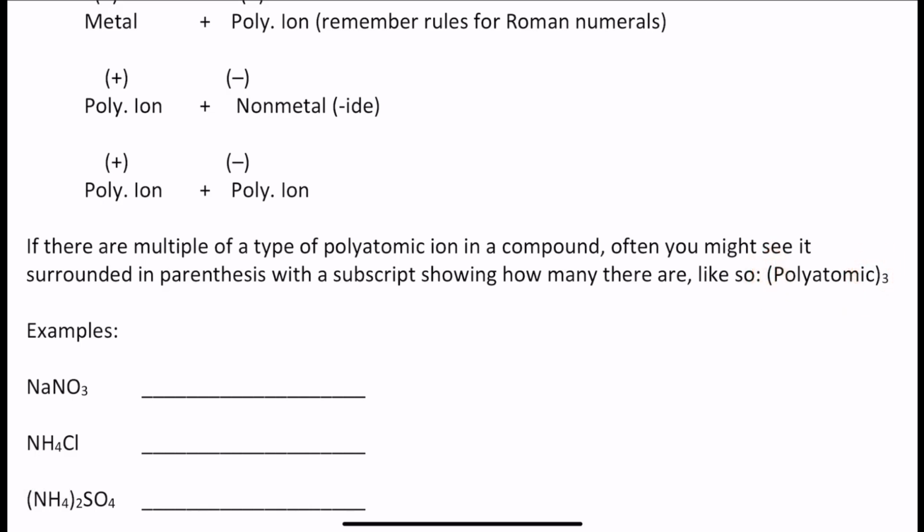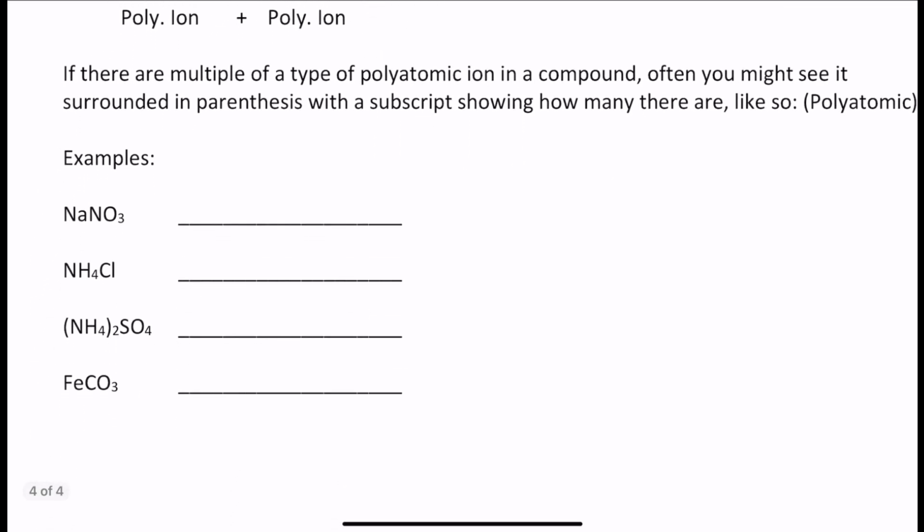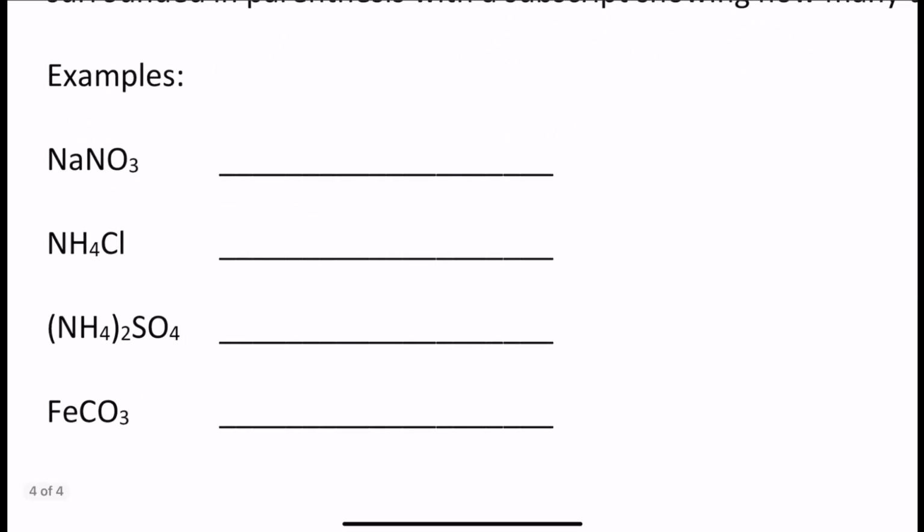You'll see the polyatomic ion formula in the middle of the parentheses, and you'll have a number on the bottom right showing that there's that many of that polyatomic ion. Okay, so let's try practicing some naming here with these 4 examples.